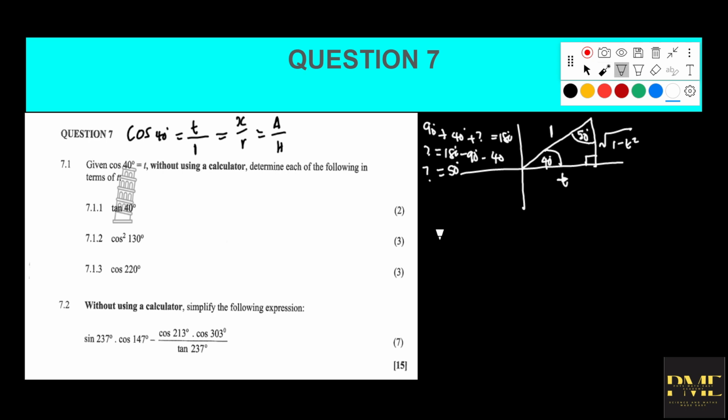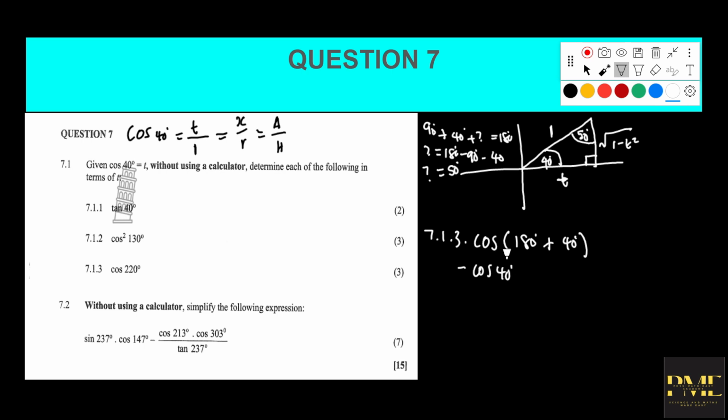Okay, and then lastly we're going to move on to 7.1.3, should be easy and straightforward. So cos 220, we see it is equal to 180 degrees plus 40. Then if we reduce this, we see that 180 plus falls in the third quadrant. Therefore cos there is negative, so the reduction will give negative cos 40.